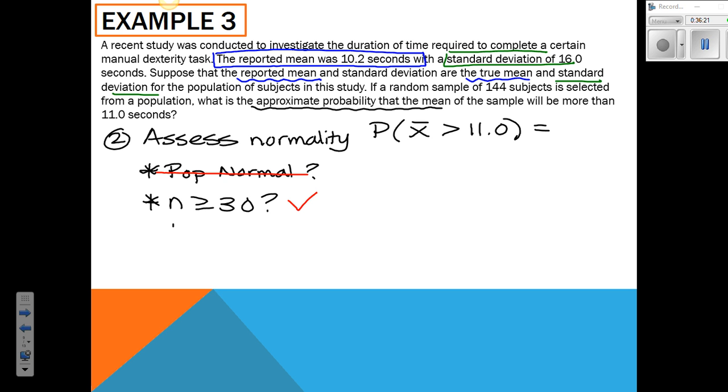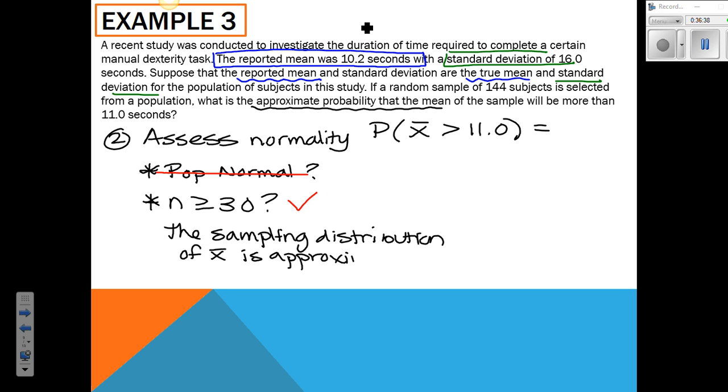So then here we can say that the sampling distribution, which means not the population, the sampling distribution of X bar, is approximately normal via the central limit theorem. Because if our sample size is high, then the sampling distribution of X bar will be approximately normal.